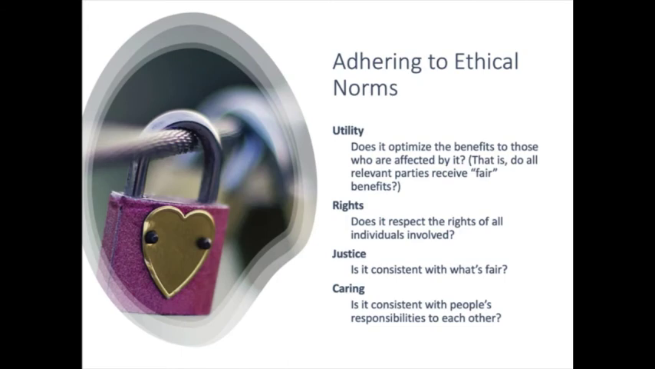Here too, we have some suggested categories for you. Number one, let's talk about ethical norms. You see four of them here. The first ethical norm is utility. Does the behavior, the act, the event optimize the benefits to those who are affected by it? That is, do all relevant parties receive fair benefits? Number two, rights. Does the activity or behavior respect the rights of all individuals involved? Number three, justice. Is the behavior consistent with what's fair for all parties? And number four, caring. Is it consistent with people's responsibilities to care for each other?